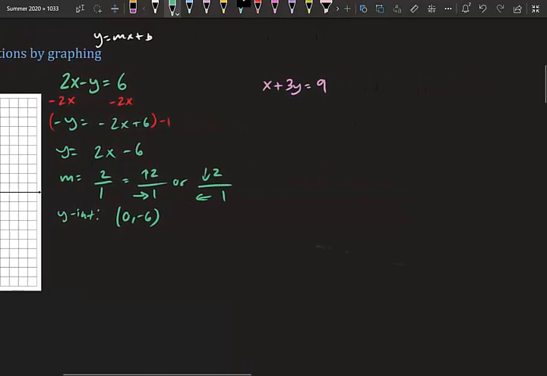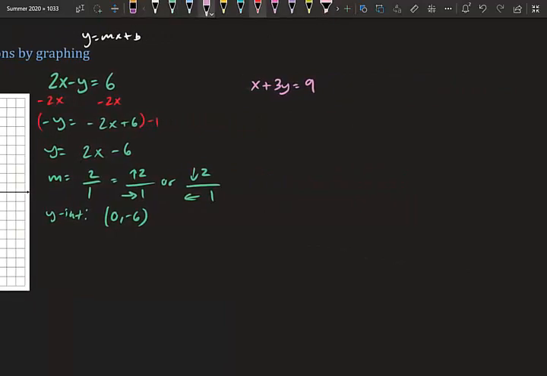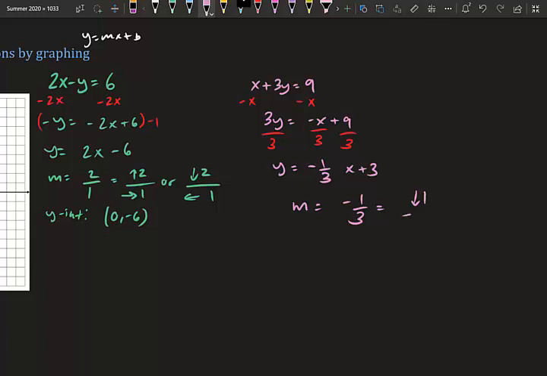All right, we'll graph it in a second. Now let's find the same information for the second equation. The first thing we're going to do is subtract x. And when we do, we have 3y equals negative x plus 9. Divide by 3. And when we do, we are left with y equals negative 1/3 x plus 3. So our m is negative 1/3, meaning we can go down 1, right 3, or we can go up 1, left 3. Our y-intercept is 0, 3.